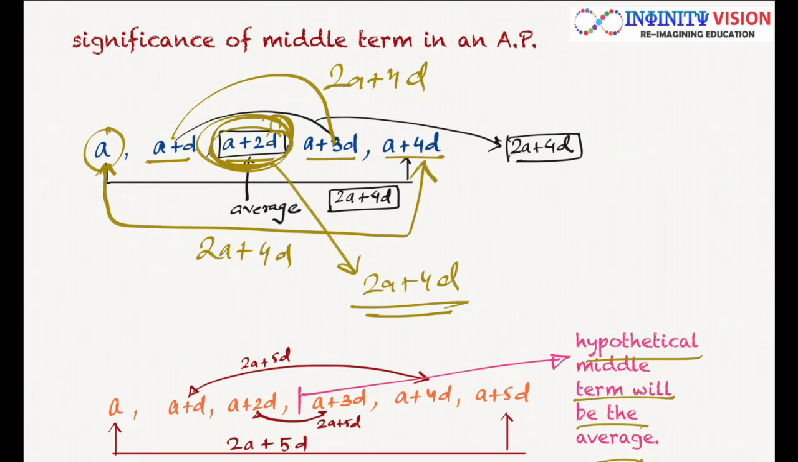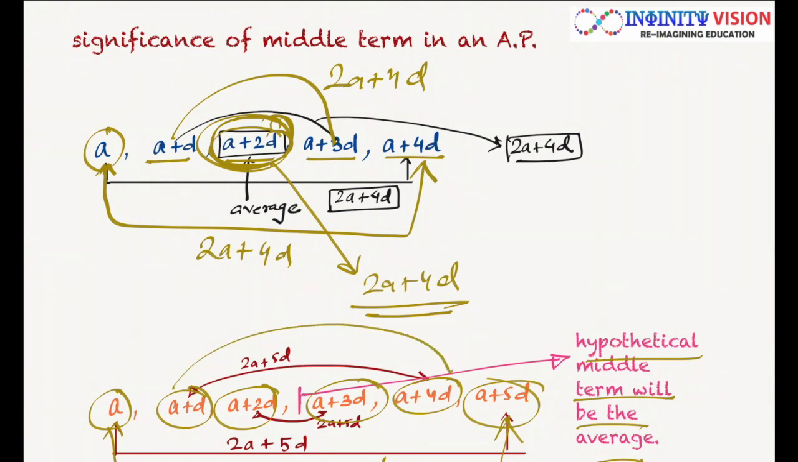Now when the total number of terms is even, say the first term, second term, third term, fourth term, fifth term, sixth term. The first term and the sixth term sum to 2A plus 5D. The second and the second last term again sum to 2A plus 5D. The third and the third last term again sum to 2A plus 5D. So we can say the middle guy between A plus 2D and A plus 3D is the real average. Hence the hypothetical middle term is the average. So when the number of terms is odd, the middle term is the average of the whole series, and when the total number of terms is even, the hypothetical middle term will also be the average.